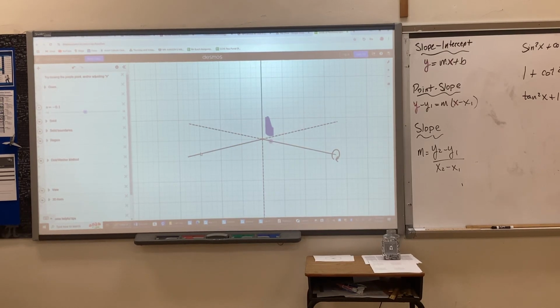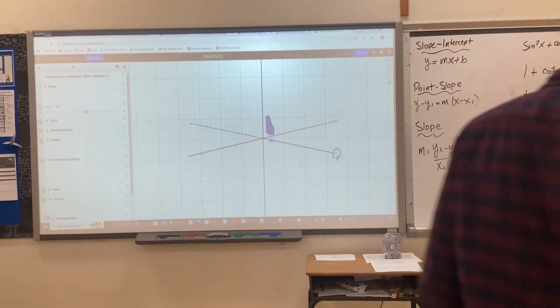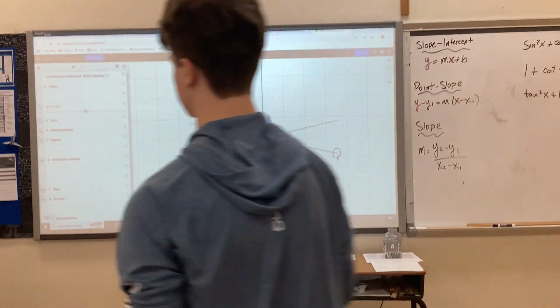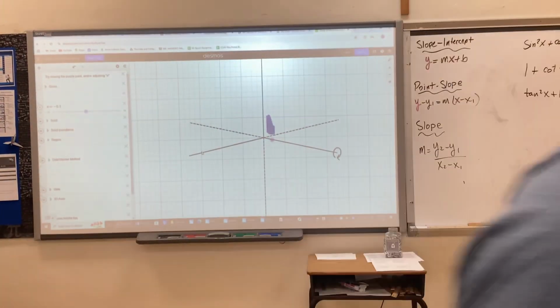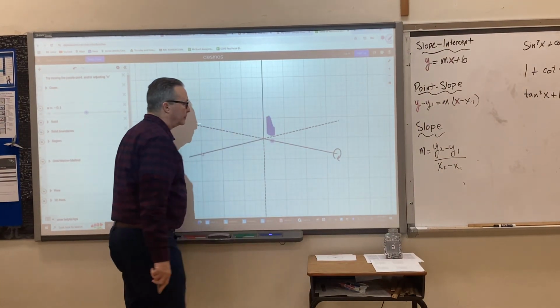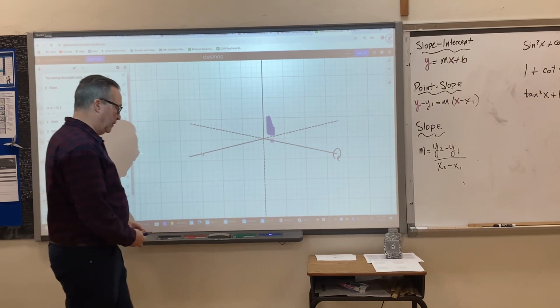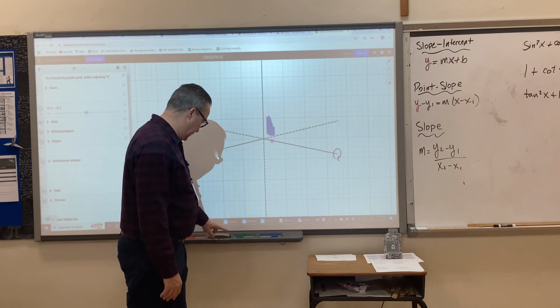Volumes of revolution. I haven't looked at it. Well, that's good. And so, I need to explain what's going on here.